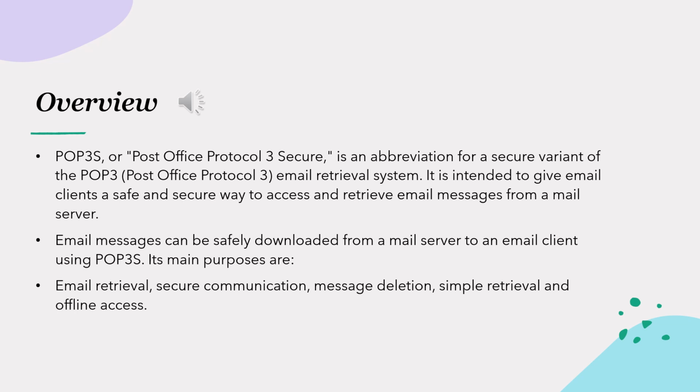Overview. POP3s, or Post Office Protocol 3 Secure, is an abbreviation for a secure variant of the POP3 email retrieval system. It is intended to give email clients a safe and secure way to access and retrieve email messages from a mail server. Email messages can be safely downloaded to an email client using POP3s. Its main purposes are retrieval, communication, deleting messages, simple retrieval, and offline access.